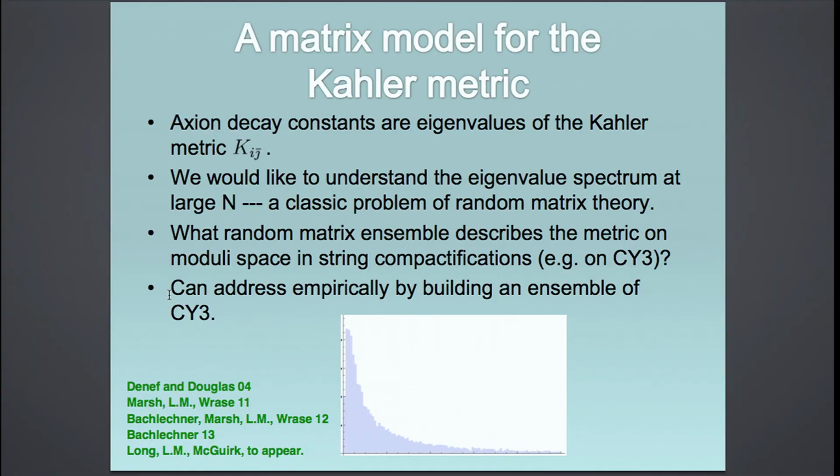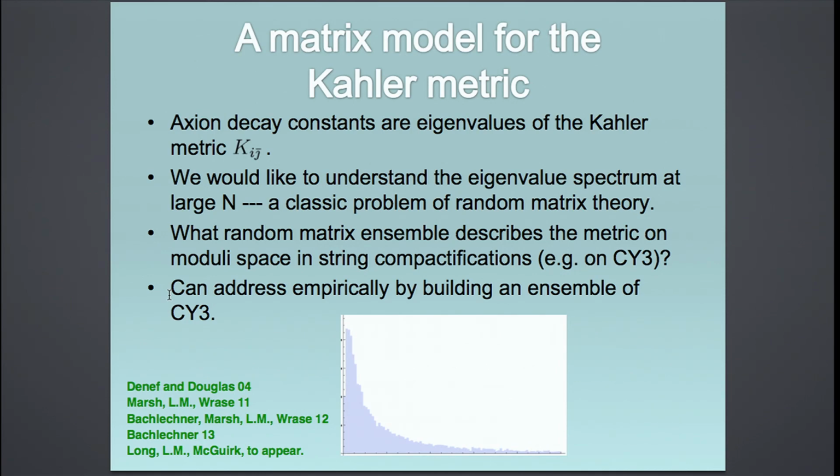Some inspiration for thinking about things this way comes from trying to be a little more precise about how this could arise in actual string theory constructions. What I'm effectively getting at is that we would like to model the axion decay constants for what they are, which is eigenvalues of the Kahler metric. So you'd like to know, is there some sort of ensemble description of Kahler metrics in string compactifications? Can you write down an ensemble that describes the properties of the metrics on moduli space in some class of compactifications? We don't have an analytic result for this. There's some work in progress.